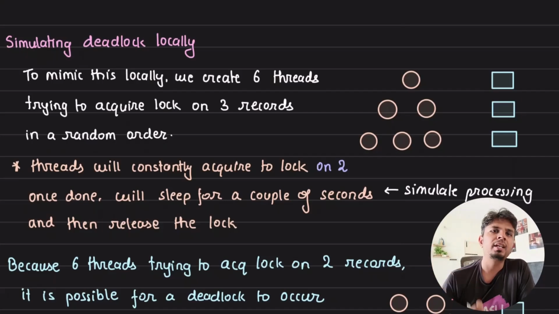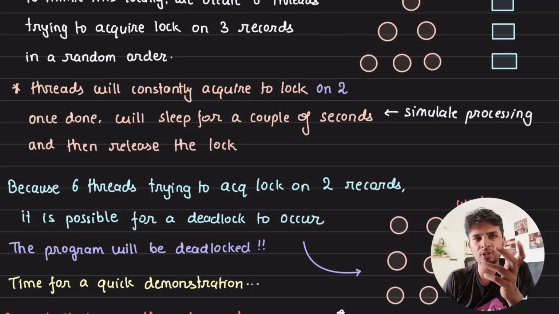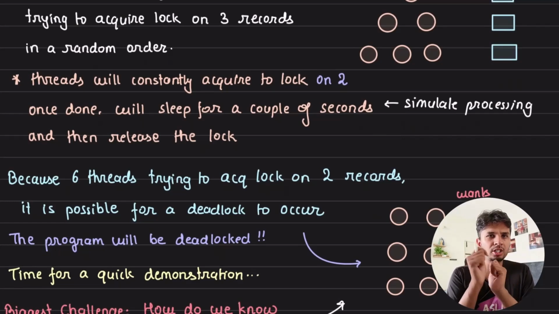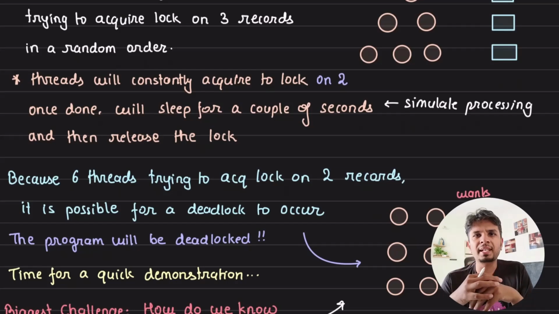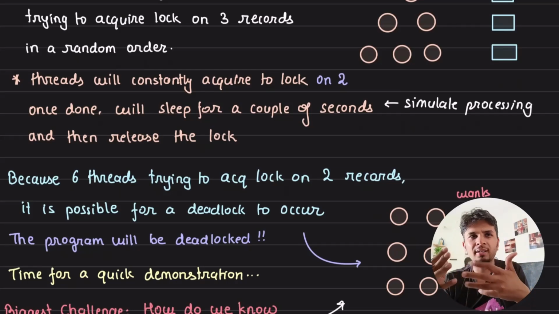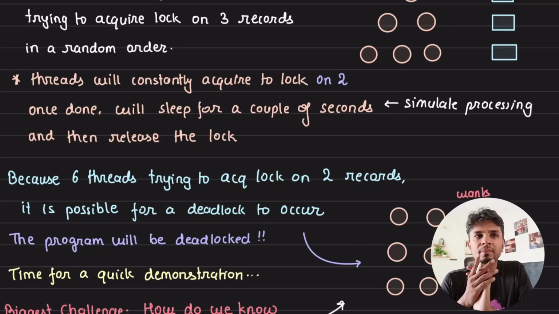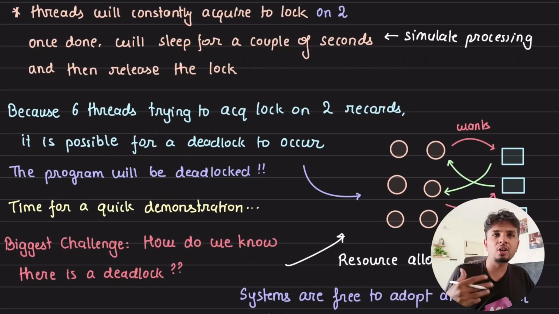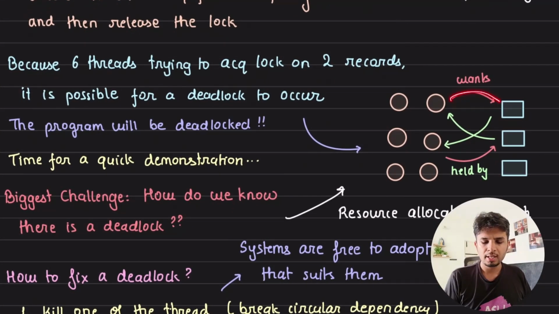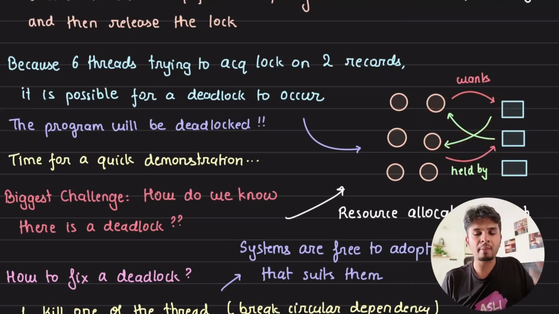Okay? So here our logic would be that our threads constantly try to acquire locks on any two of these items. They sleep for a couple of seconds, mimicking some kind of processing, and then they release the locks. Now, because we have 6 threads trying to acquire locks on 2 records, it is possible that a deadlock is formed. For example, if you look at this diagram, you can see how a deadlock is getting formed. And we want to see what happens when the program hits the deadlock.